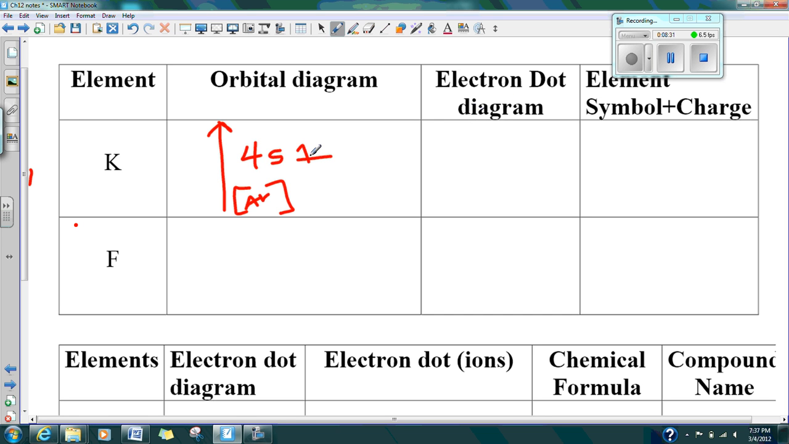Electron dot diagram: I have one electron in the outer shell, so that's K with one dot. It is a metal. It's going to lose that electron, so its symbol and charge is going to be +1.